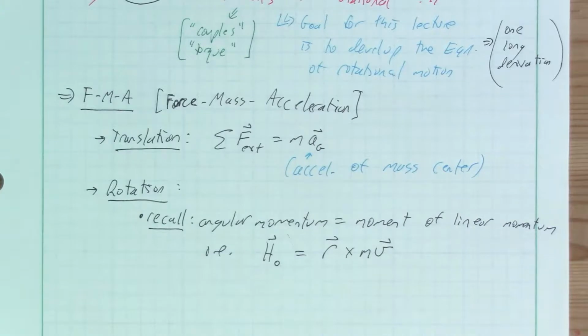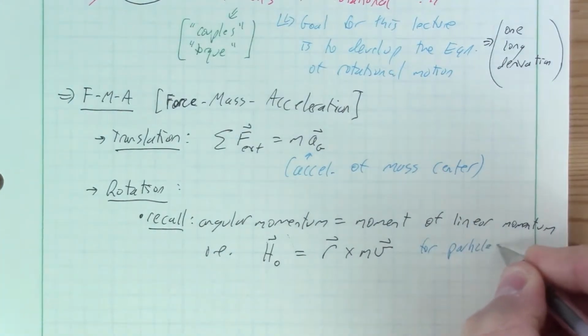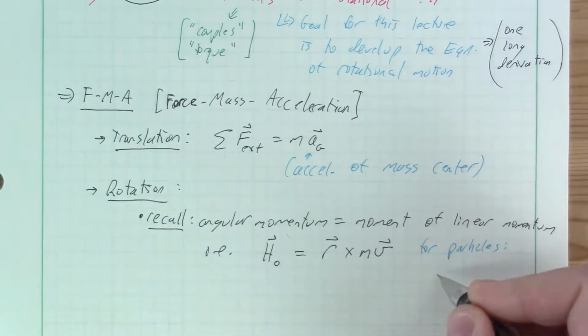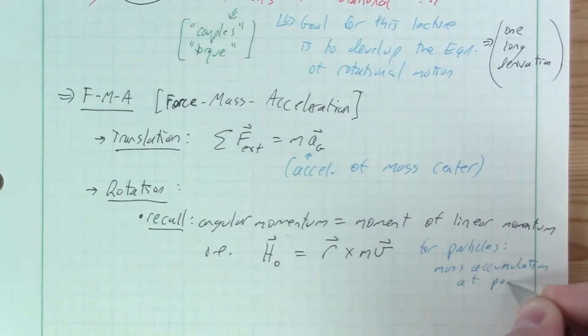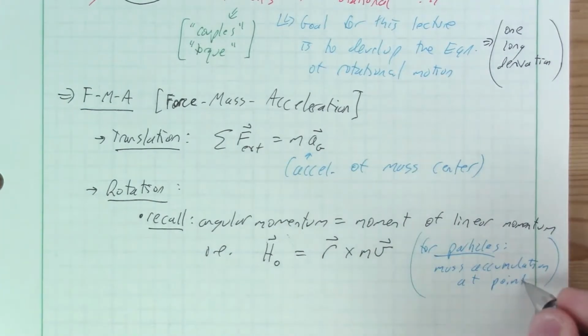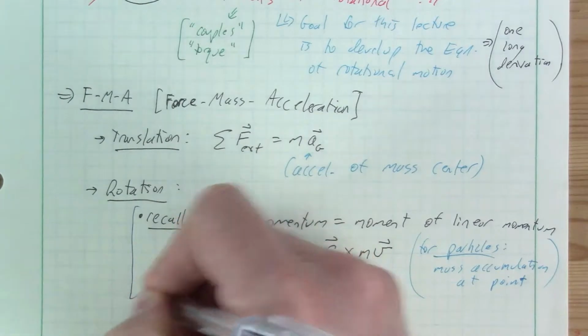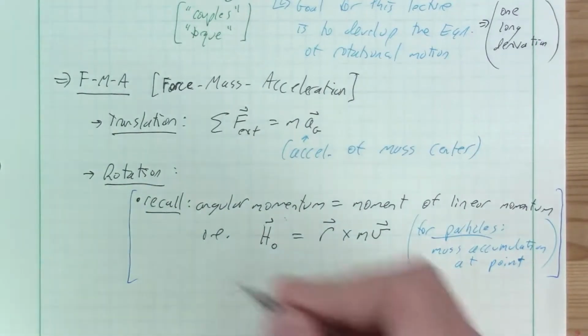Now this is for particles. For particles, we had mass accumulation at a point. It had a finite, non-zero mass, and it was all accumulated at a point. That was at least the assumption. It's not practical, it's not real. But this should all be reviewed from previously, just the definition of what it was for a particle.